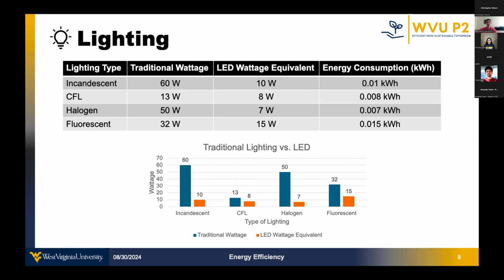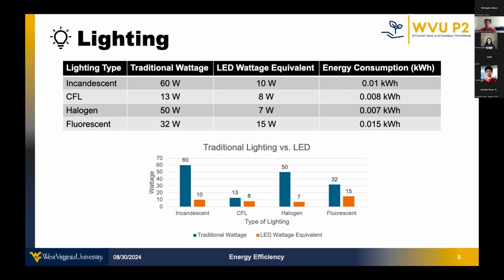In this slide, we're going to compare the wattage equivalent when switching from a traditional lighting type to LEDs, which results in energy usage reduction. So let's start with incandescent bulbs. A typical 60-watt incandescent bulb can be replaced with a 10-watt LED bulb, which provides the same light output, but with significantly lower energy consumption. For compact fluorescent bulbs, a 13-watt bulb can be swapped for an 8-watt LED, further reducing energy usage. Same thing with halogens. A 50-watt traditional bulb can be replaced with a 7-watt LED, leading to substantial energy savings.